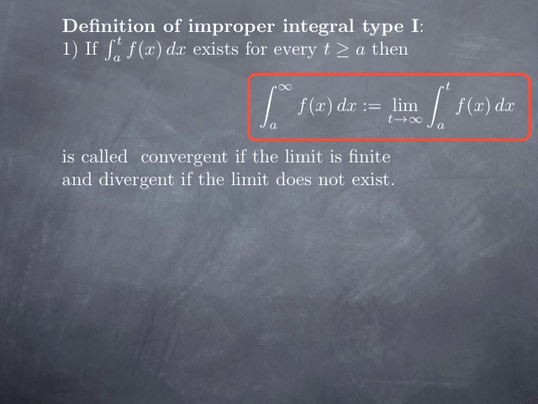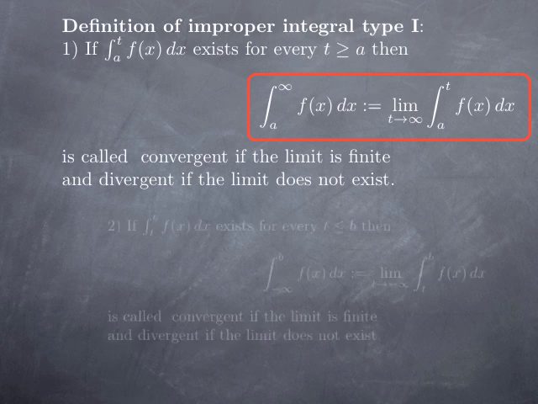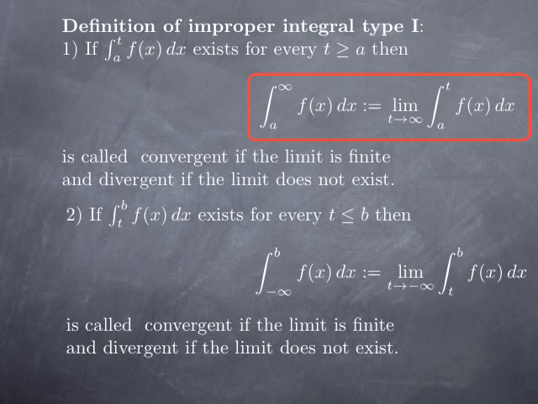So this formula here is really what defines the integral from a to infinity. Similarly, we can define the integral of a function on another kind of unbounded interval, from negative infinity to a finite value b, as long as the integral from t to b of the function exists for every t less than b. Then we can look at these integrals from t to b and take the limit as t goes to negative infinity.